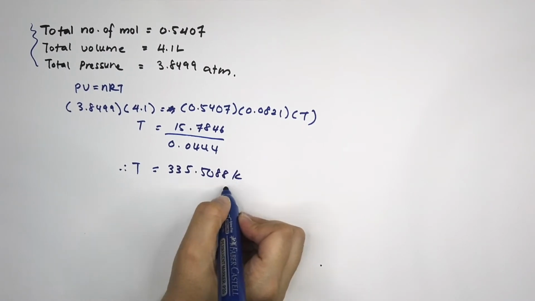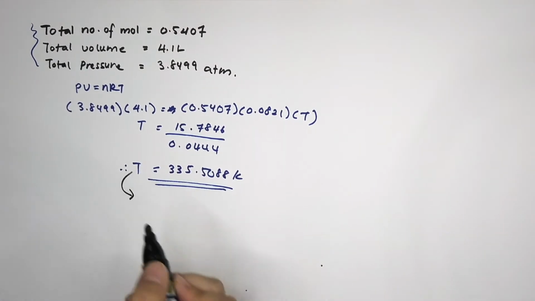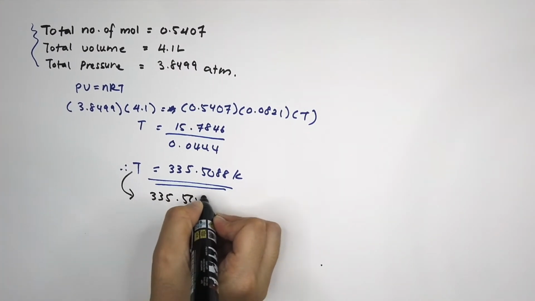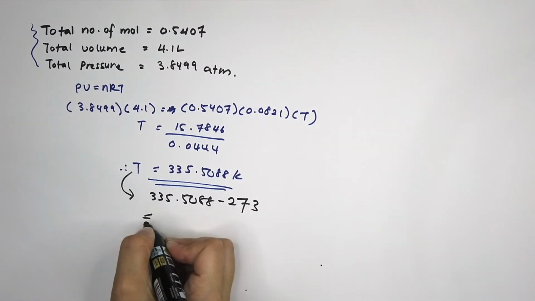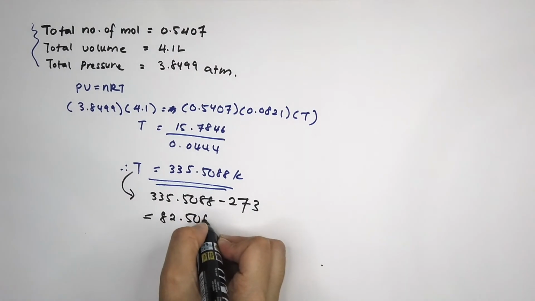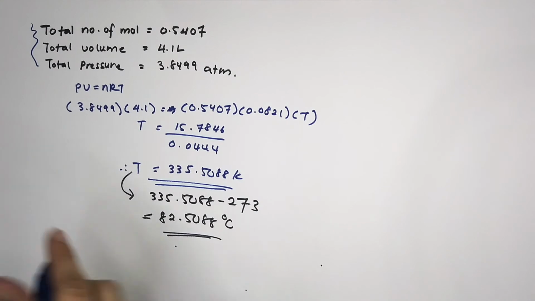Therefore, you shall get T equivalent to 335.5088 Kelvin. But in the question, the temperature given to you is in degrees Celsius, so you need to convert this back to degrees Celsius. So 335.5088 minus 273, you shall get 82.5088 degrees Celsius. So this is the final answer for this third question.